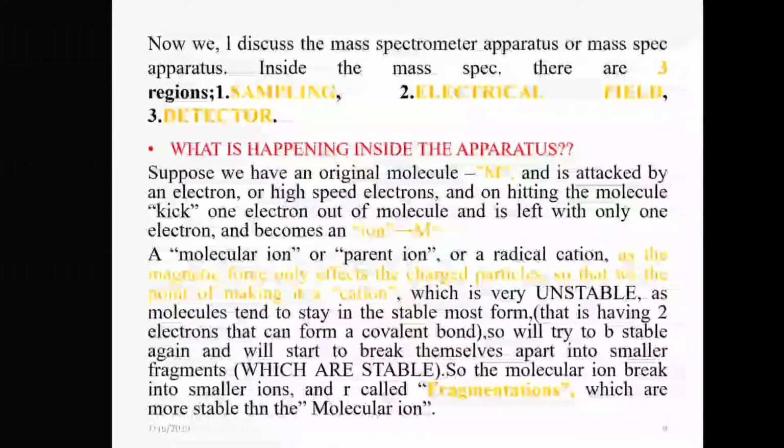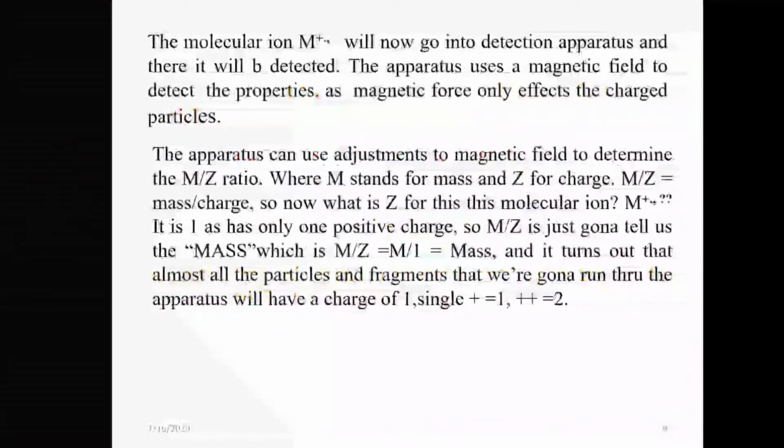So it is a molecular ion, or parent ion, or a radical cation, as the magnetic force only affects charged particles, so that was the point of making it a cation. It is very unstable, as molecules tend to stay in the most stable form, having two electrons that can form a covalent bond. So they try to be stable again and start to break themselves apart into smaller fragments which are stable. So the molecular ion breaks into smaller ions, called fragmentations, which are more stable than the molecular ion.